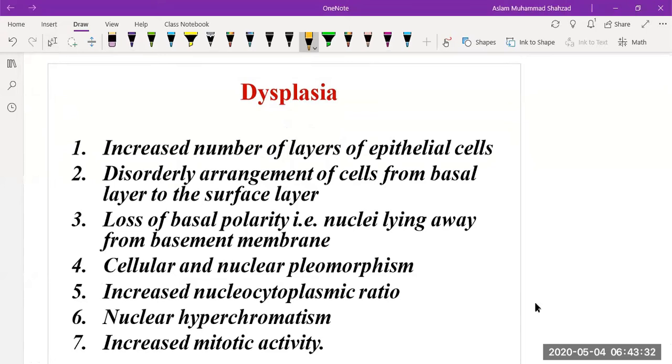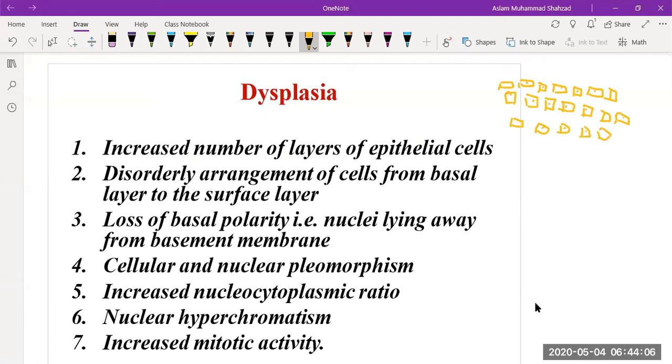Number one, there is an increased number of layers of epithelial cells, and the cells stack together one by one, as we saw in the last lecture as well. When we talk about pseudo-stratified columnar ciliated epithelial cells, they change to squamous epithelial cells. So if they stack together more and more, increasing the cell layers of the epithelium, then this is dysplasia.